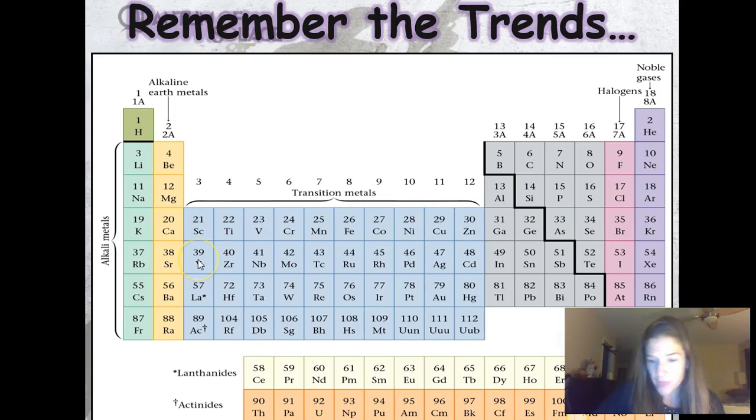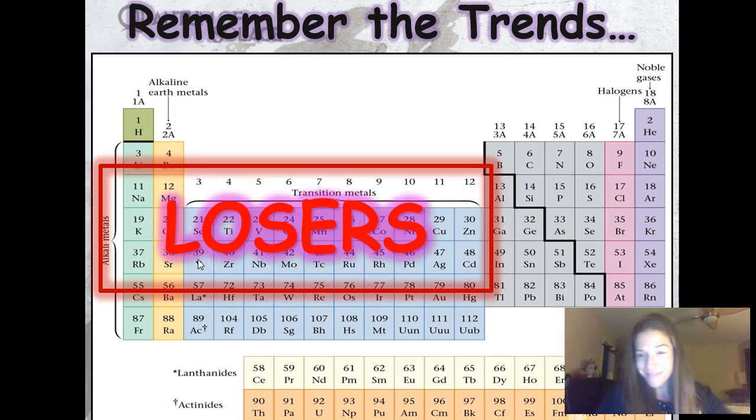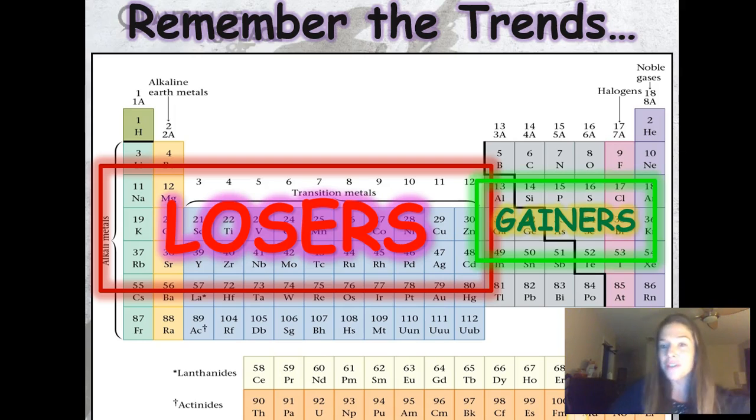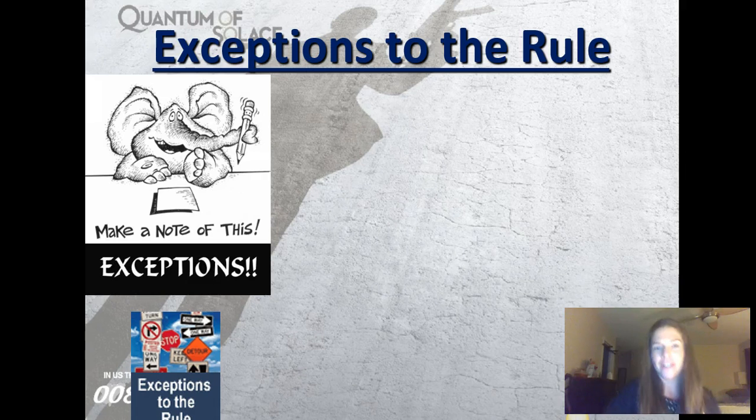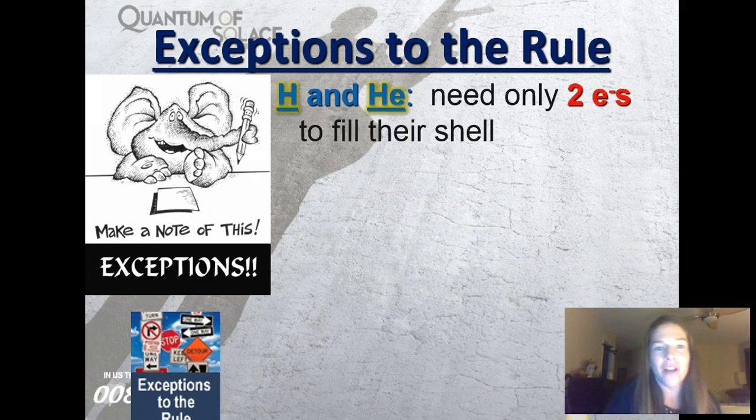Okay, enough of that. All right, so again, metals are the losers, non-metals the gainers. But let's talk about a few exceptions to the rule, because there's always exceptions to the rule. Hydrogen and helium are a couple of exceptions because they only have that one S to fill. That means they only need 2 electrons to fill their outer energy level. That's when they're the happiest.